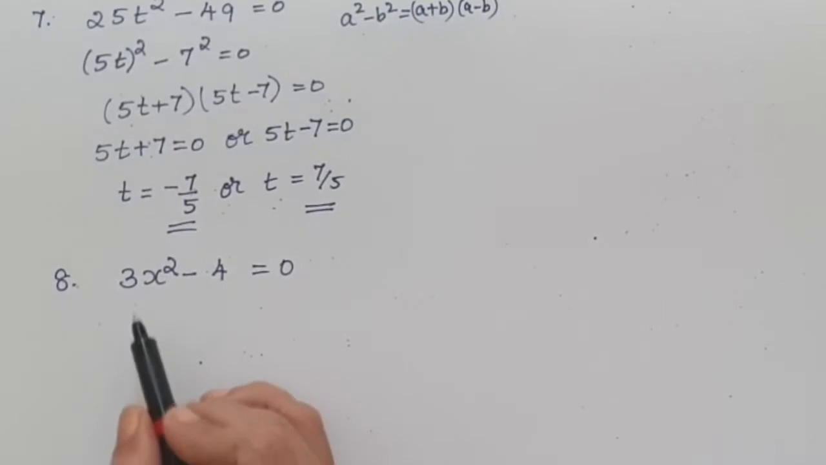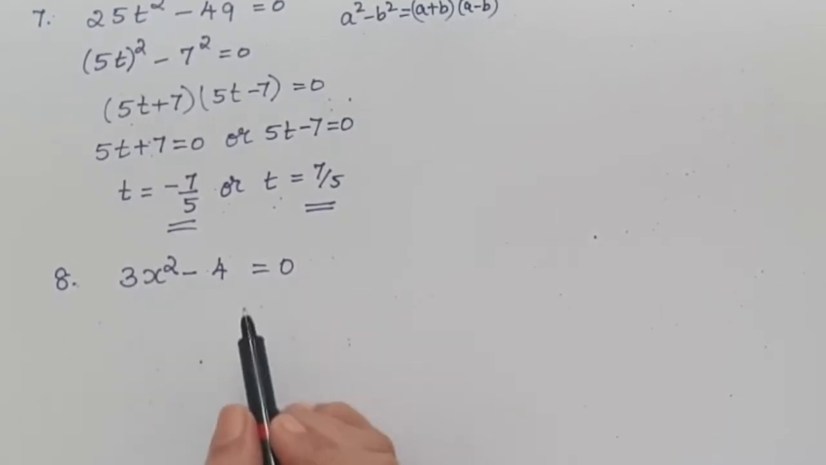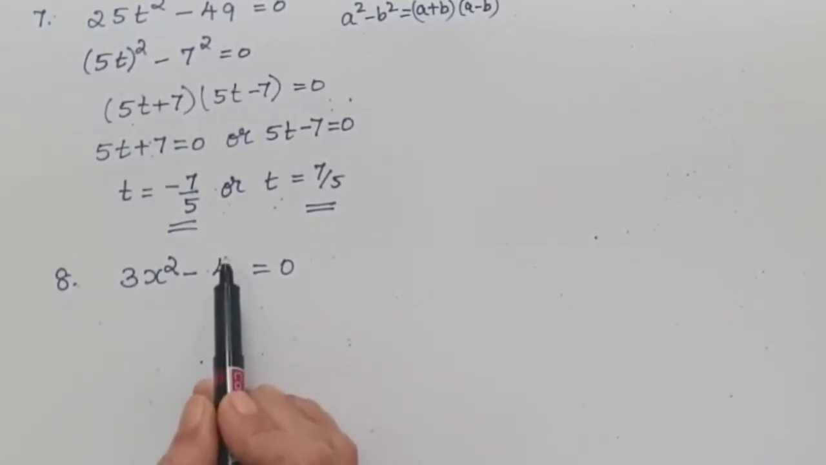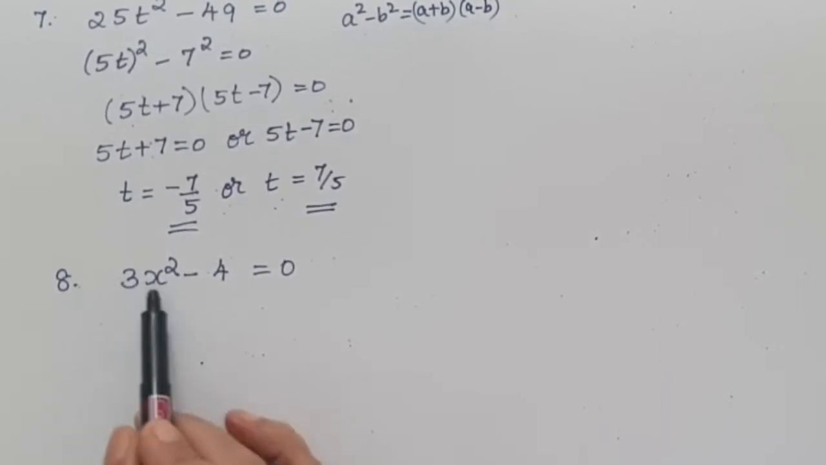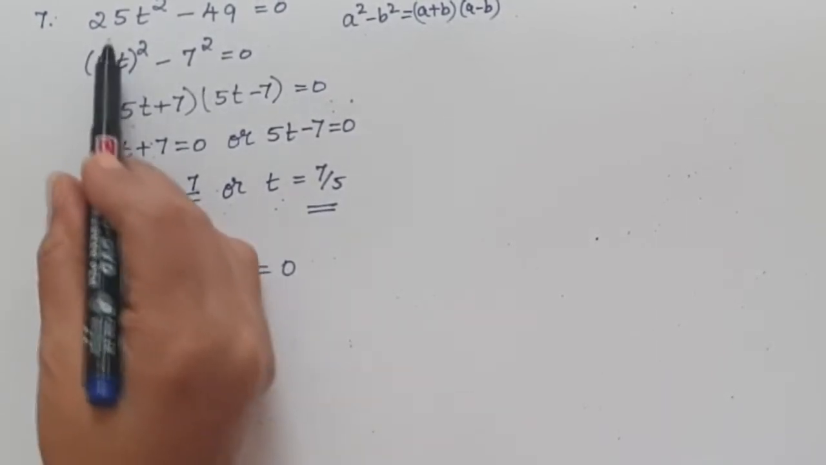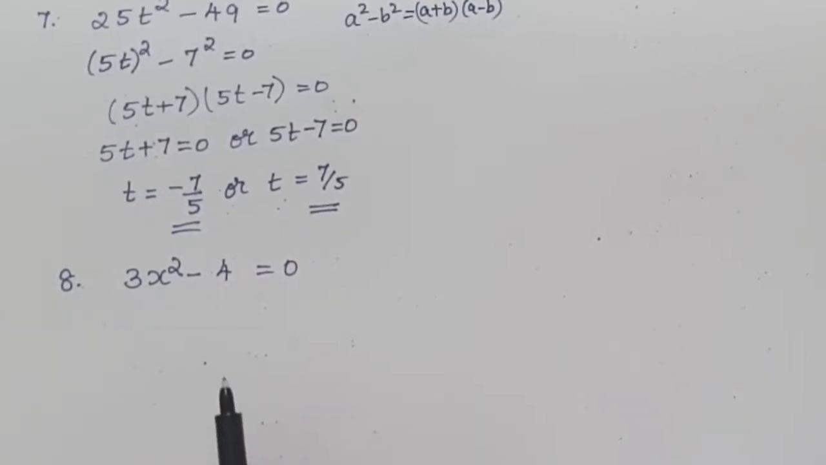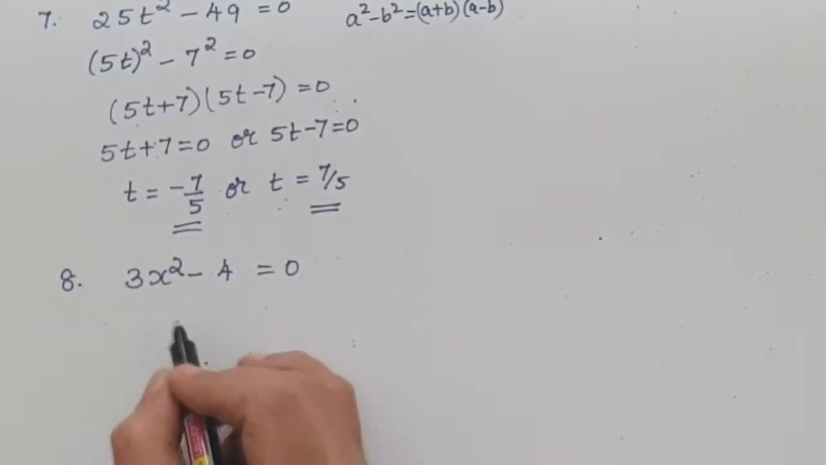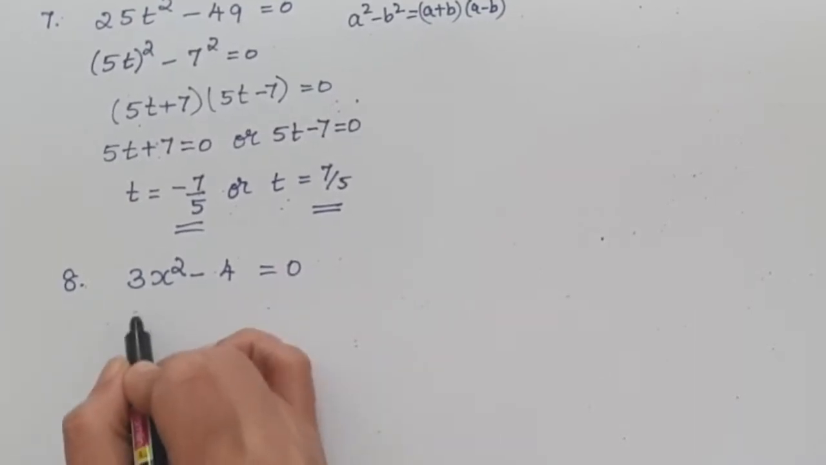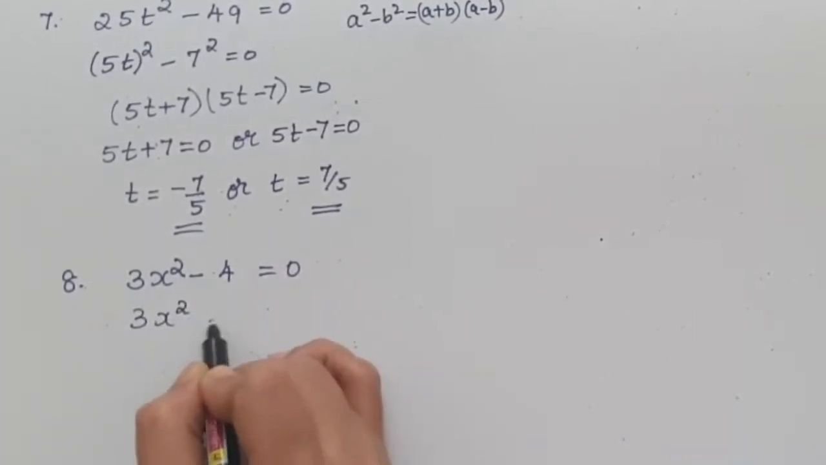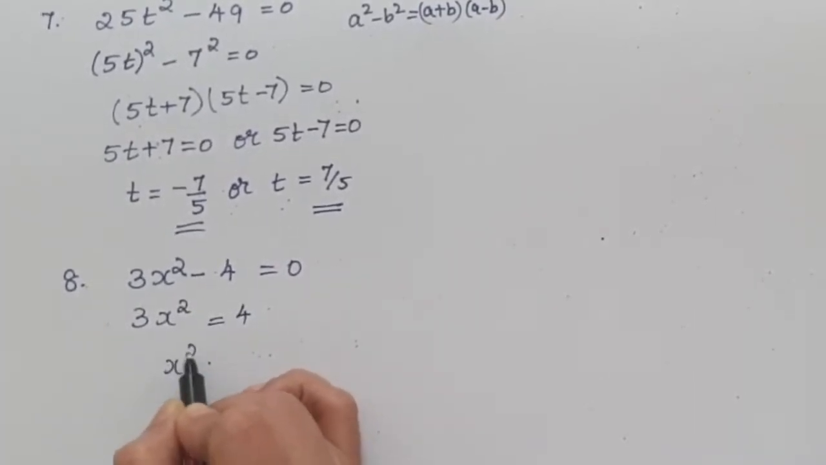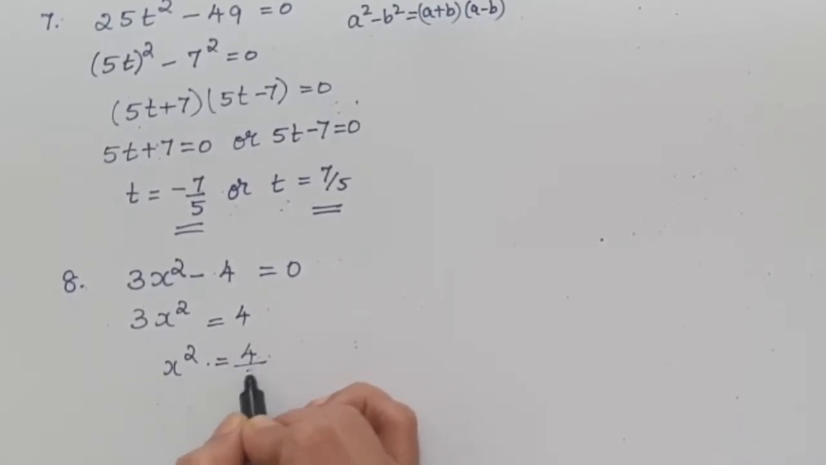Now the eighth question, 3x squared minus 4 equal to 0. This 4 can be written as 2 square, but 3x the whole squared we cannot write, like 25 was a square number, so we write it. But 3 is not a square number, so in that case we cannot write it. What we do is we just shift the 4 to the other side. So 3x squared will be equal to 4. So x squared will be equal to 4 over 3.